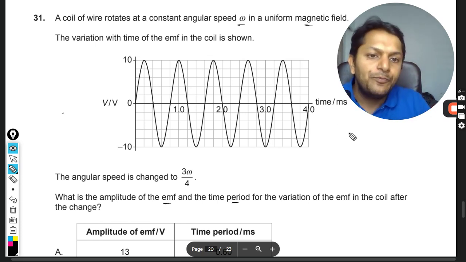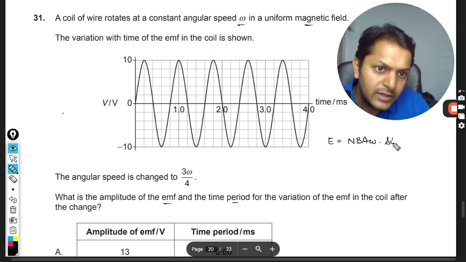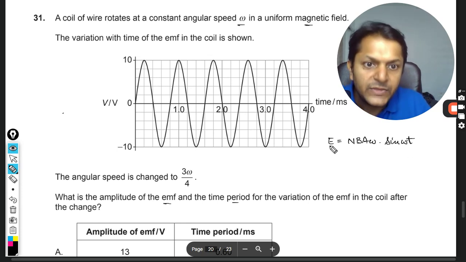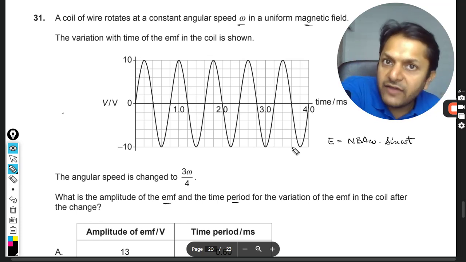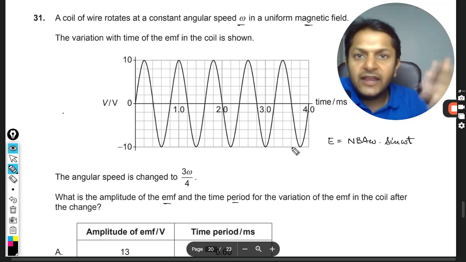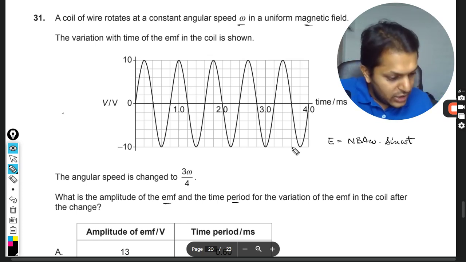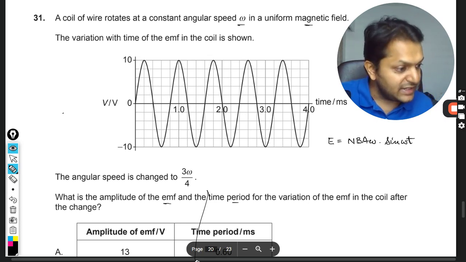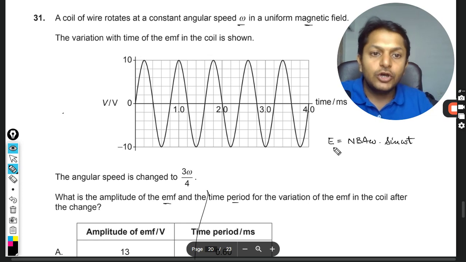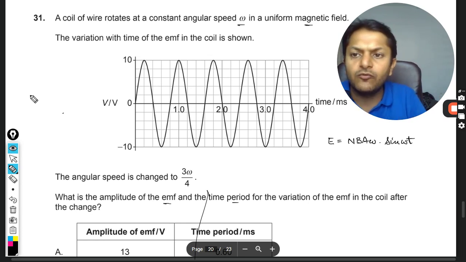Now, there is this formula of the EMF, and that is given by NBA omega sine omega t. This is the formula for the EMF, and it can be derived very easily from the rotation of the coil. This is in topic D4. Let me see if the formula is given there. Well, the formula is not present in D4 or in the data booklet, so you have to note this formula. How do you derive it? All the lectures are there on the YouTube channel. You can watch them, by the way.